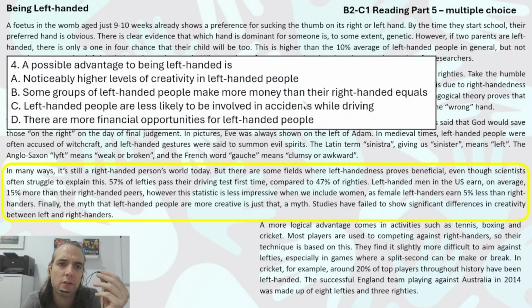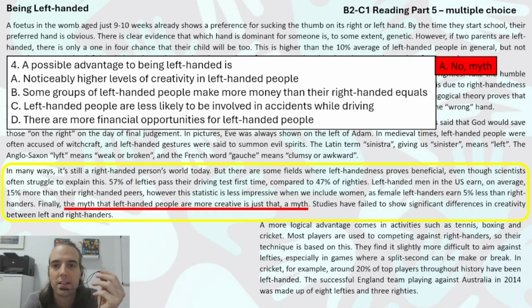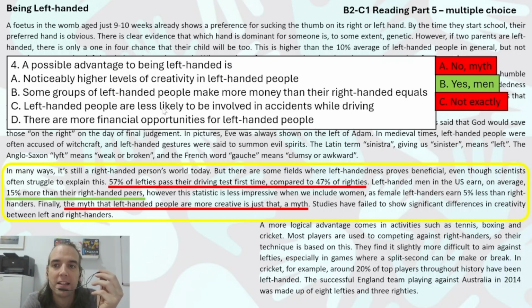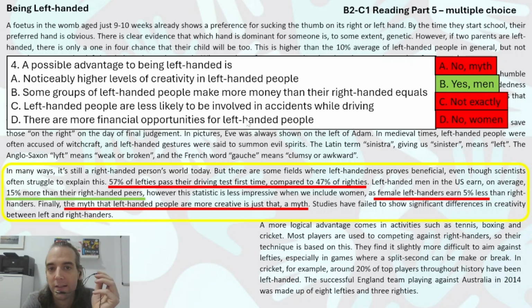For paragraph 4, an advantage of being left-handed is, again, this is a bit of a true or false one. A, no, because that's a myth. B, yes, because left-handed men make more money than right-handed men, at least in the United States, so it's a specific group of people. C, doesn't exactly say that. It says left-handed people pass their driving test, not that they're less likely to be involved in accidents. It's on topic, but it's not exactly the same. And D, no, because it's not left-handed people in general.